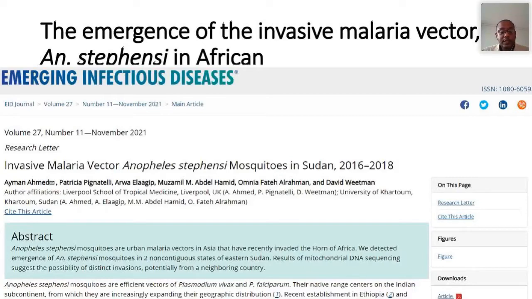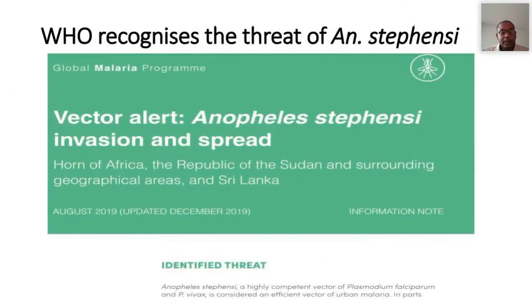And this is one of the huge challenges that Anopheles stephensi is bringing to Africa, because it challenges our practice, our local knowledge, expertise, and the routine work during surveillance. So the WHO soon realized this challenge and the threat that Anopheles stephensi brings to the area. So they launched a global alert about Anopheles stephensi's emergence and invasion of the Horn of Africa.